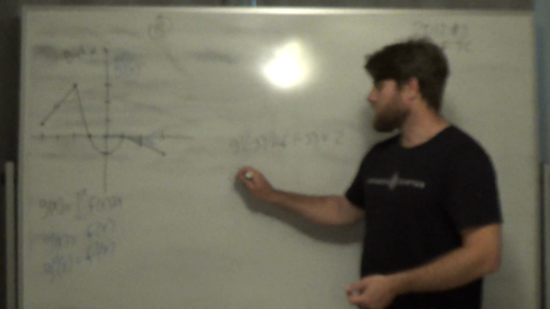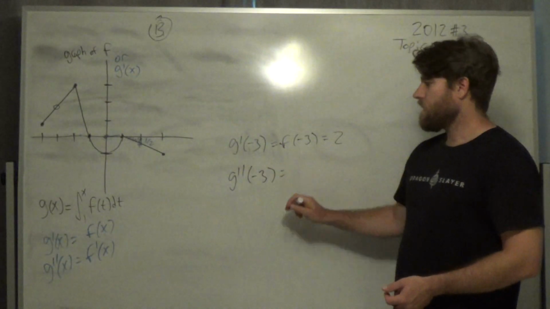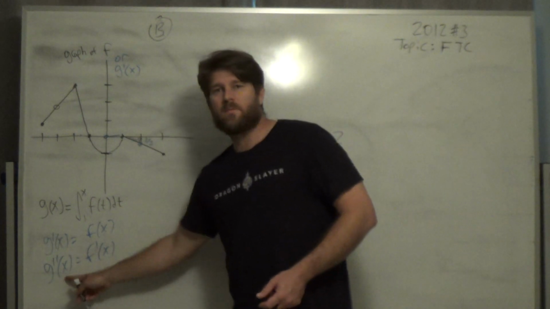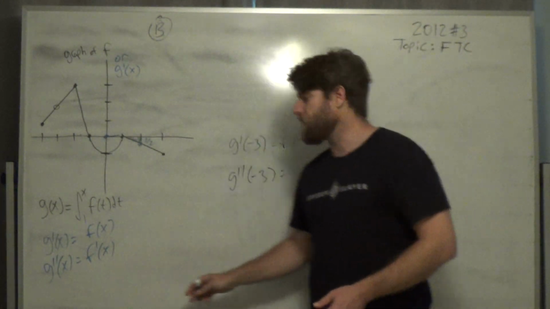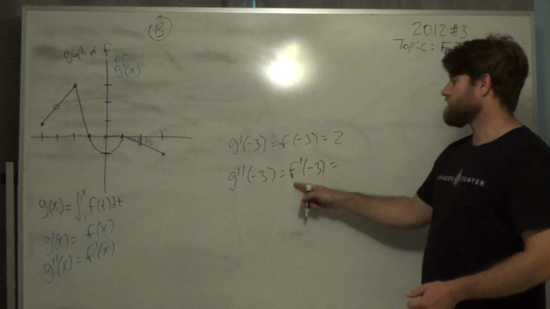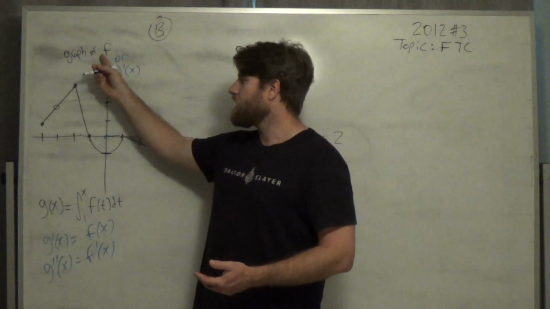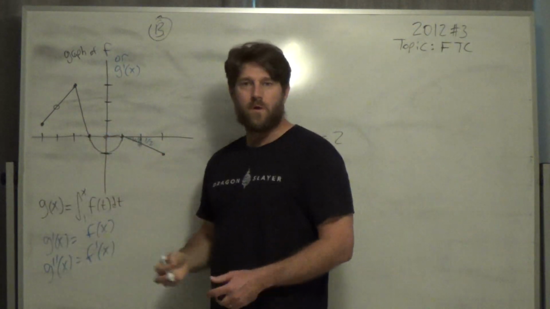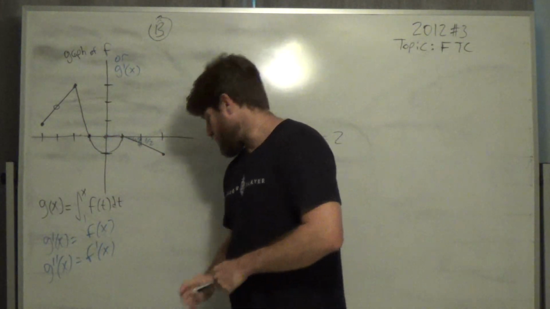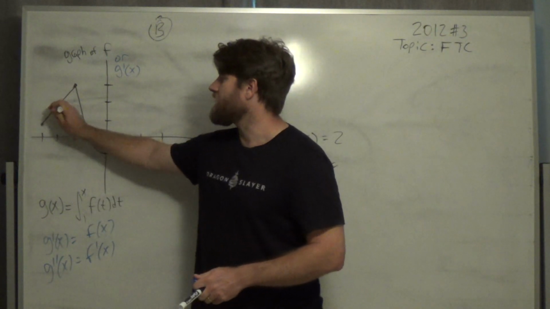The second part here is what's G double prime of -3. And we're using the bottom equation. G double prime of -3 is simply f prime of -3. Now folks, if this is the graph of f, f prime means what's the slope. So we want to know what's the slope at -3. So all we want to know is what's the slope of the tangent line here.